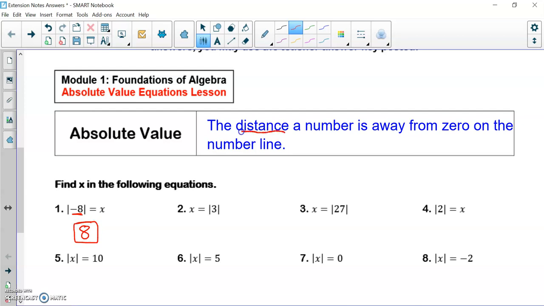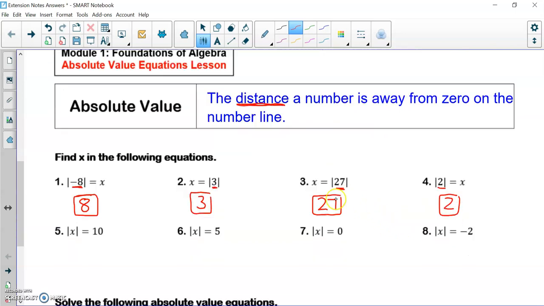Since we're doing distance, it can only be positive, so keep that in mind. Absolute value of something will always be positive. For example, number 2, the absolute value of 3. 3 is 3 units away from 0 on the number line. So the absolute value of 3 is also positive. It's a positive 3. And then the absolute value of 27 would be positive 27. And the absolute value of 2 would be 2.